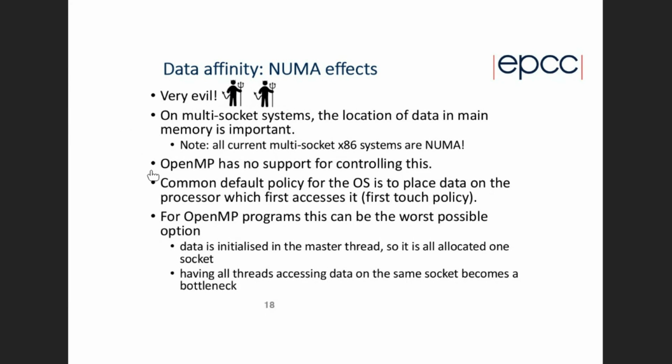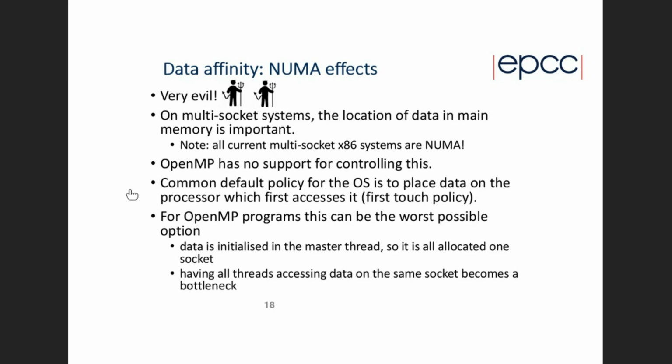But OpenMP doesn't have any mechanism for you controlling where your data is allocated in main memory. Basically, this is down to what the operating system does. And the common default policy, certainly on Linux, is for the operating system to place data in the memory that's attached to the processor which first accesses it in the program. This is the so-called first touch policy.